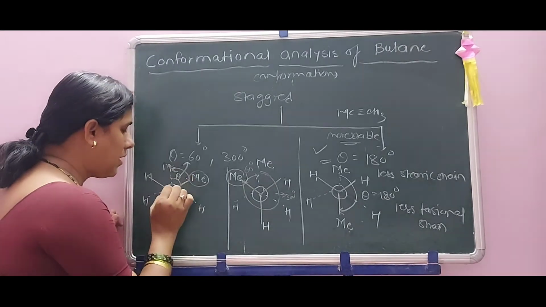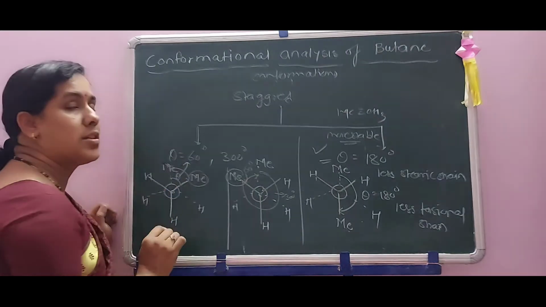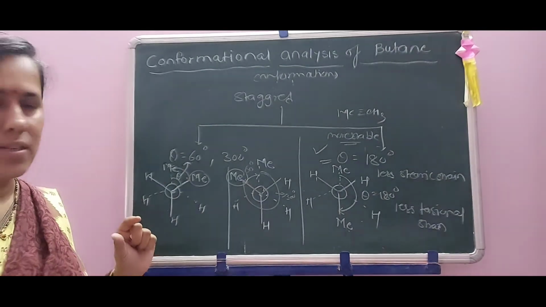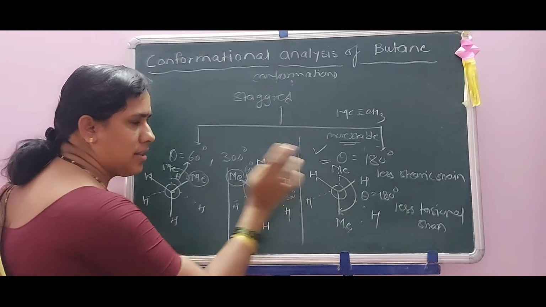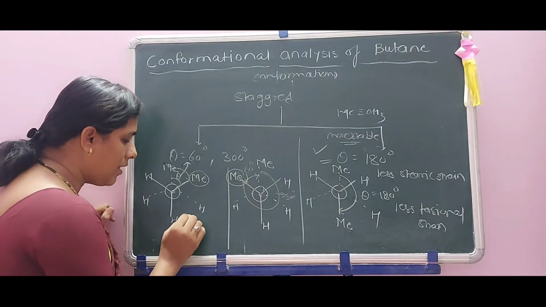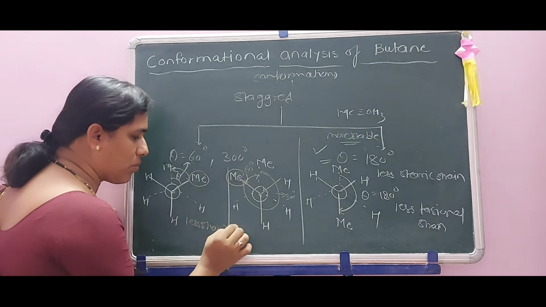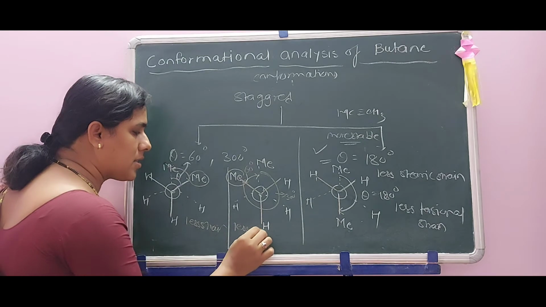But the methyl group of the rear carbon atom and that of the front carbon atom are situated at a longer distance, where theta is equal to 180. Therefore, they cause less strain. Less strain. This case is also possible. They also cause less strain.